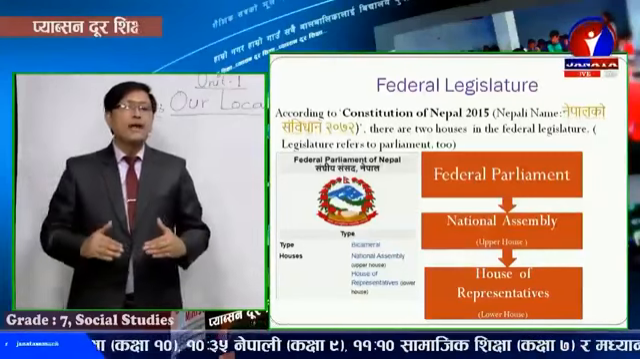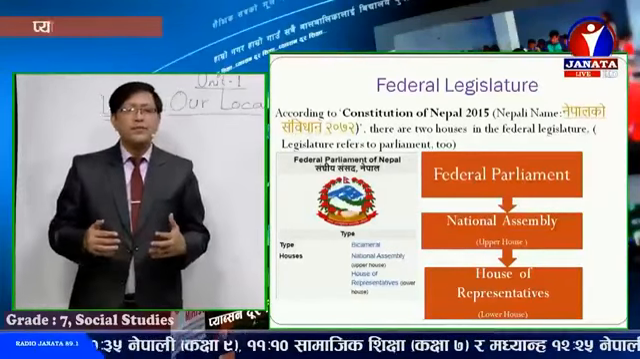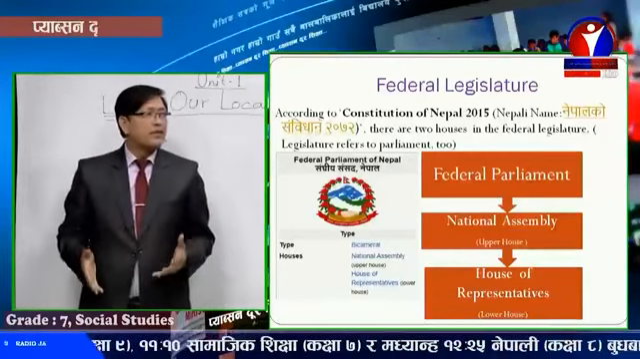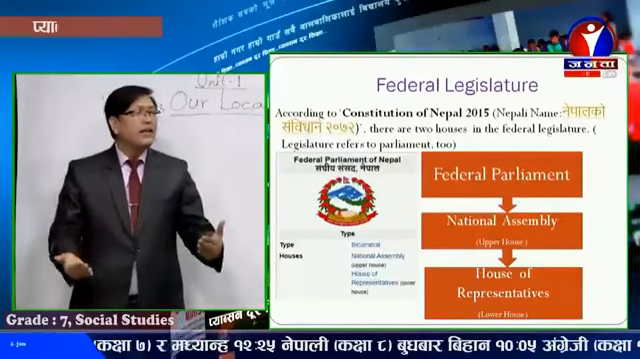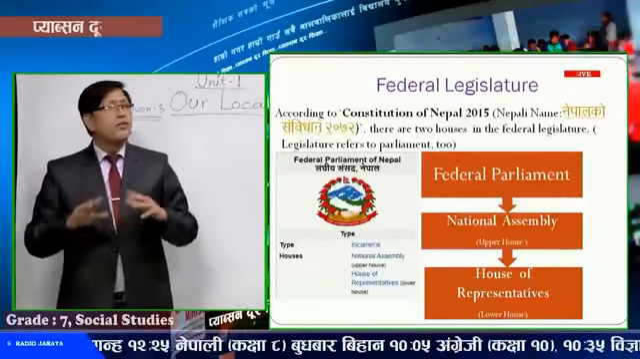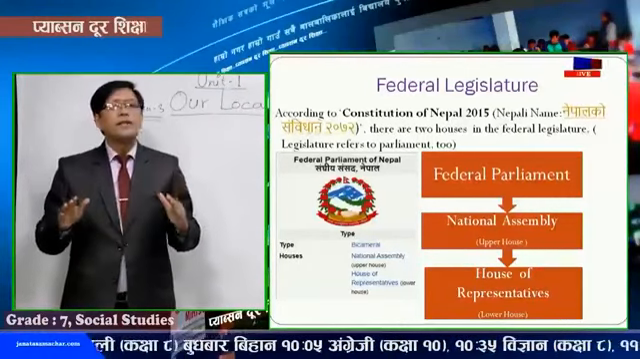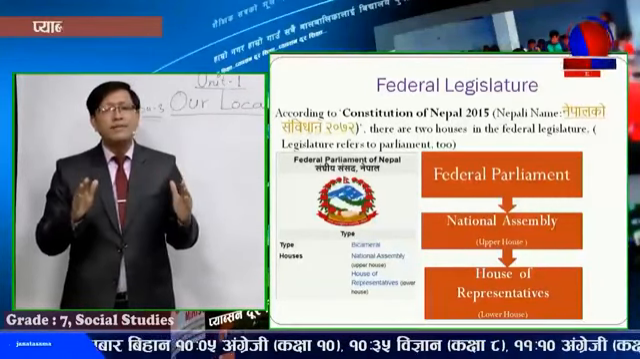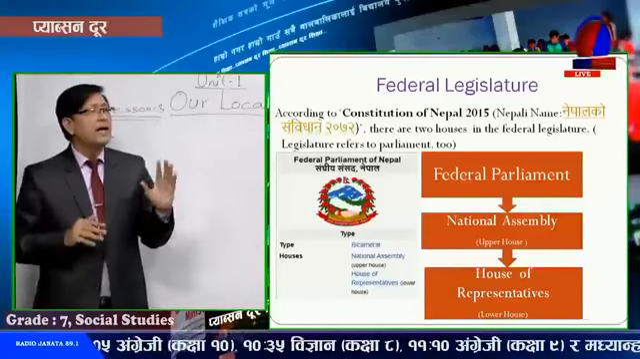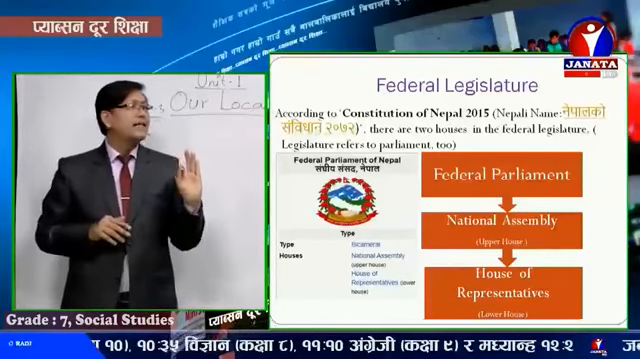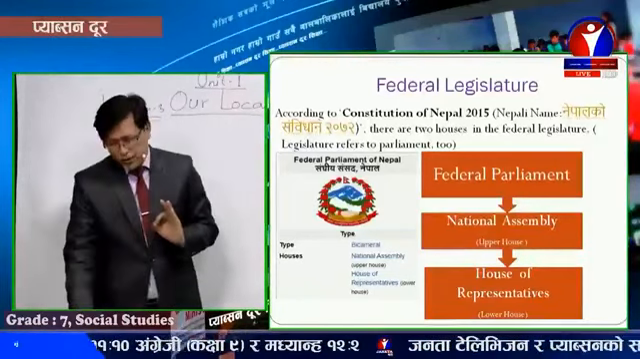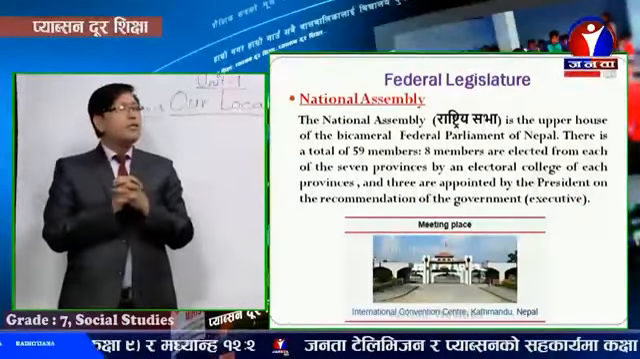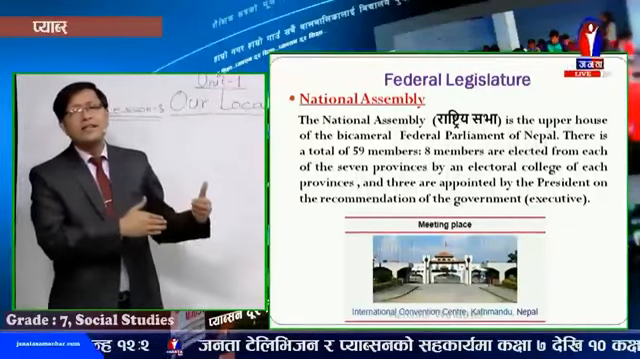And the second one is the House of Representatives. It is called the lower house. Boys and girls, Rashtriya Sabha, Pratinidhi Sabha. National Assembly, House of Representatives. So boys and girls, the federal legislature has two houses. It is bicameral, all right? And the two houses are, one, the National Assembly and second, the House of Representatives. I hope you got the point. You understood it.